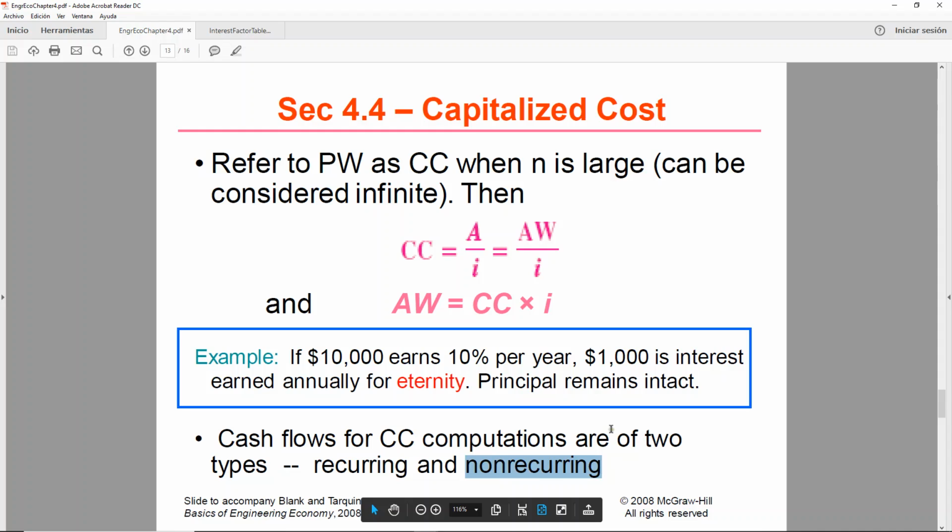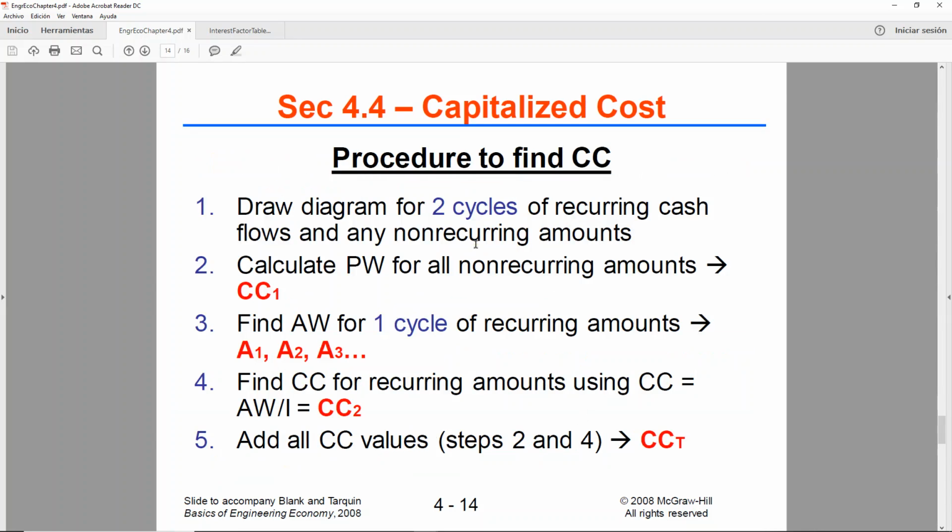Non-recurring cash flows are one-time payments. Your investment would be non-recurring. Maybe we have some kind of expense in year 5, but you don't have that expense repeated anywhere else, so it just happens once in the lifetime. So that would also be considered non-recurring. Okay, so you identify both of them. Then we need to follow this set of steps in order to find the total capitalized cost.